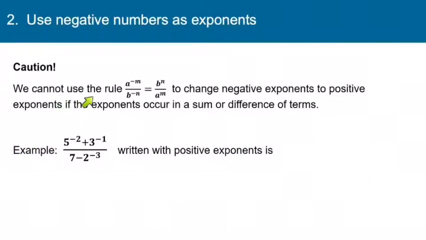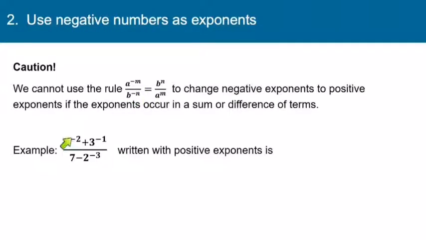Now here's one thing I do want you to keep in mind. We can't use this negative to positive exponent rule to change negative exponents to positive exponents if those exponents occur in a sum or a difference. So for example here, where we have 5 to the negative 2nd power plus 3 to the negative 1st power over 7 minus 2 to the negative 3rd power, we would not be allowed to just move this 5 down to the denominator and make that negative 2 exponent become positive. And we would not be able to move this 3 to the negative 1 or this 2 to the negative 3rd. Because of the sum and because of the difference, we can't use that negative to positive rule.